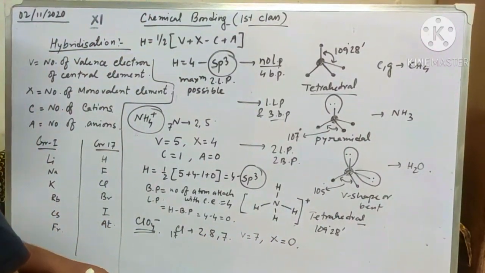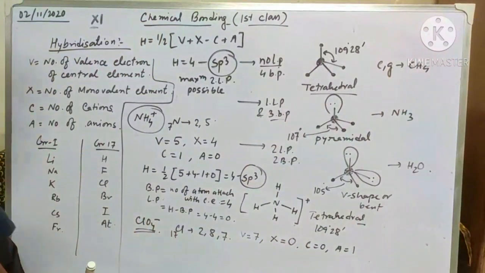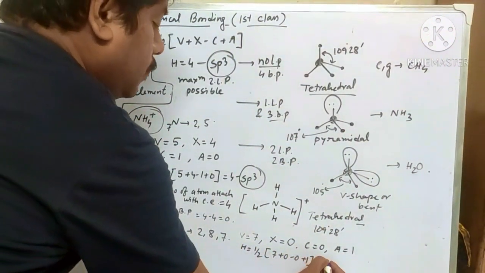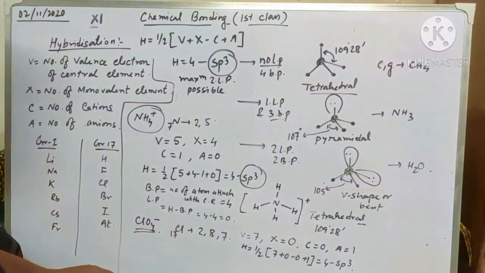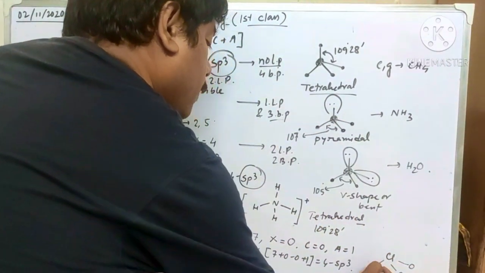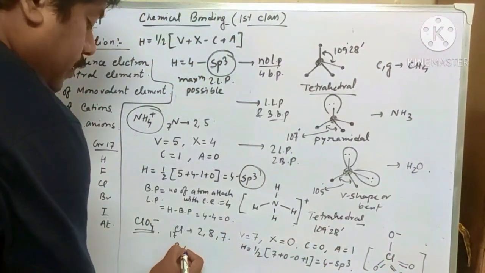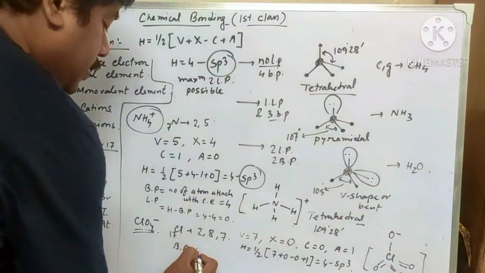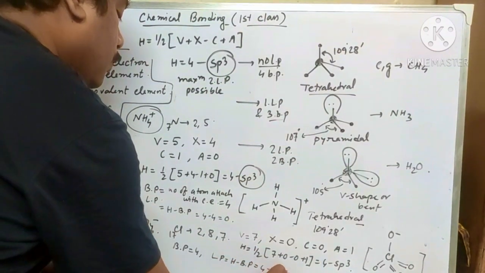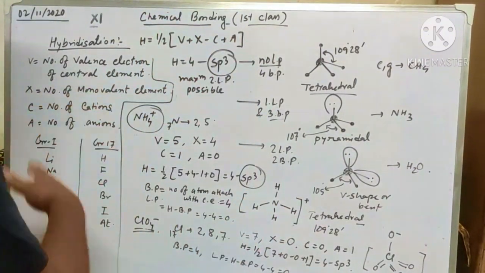We are only considering monovalent elements, and except for those the value should be 0. Here the cationic charge is 0 and the anionic charge is 1, because a negative charge is present on the system. So H equals half of 7 plus 0 minus 0 plus 1, which is 8 by 2, that is 4, meaning sp3. The hybridization is sp3. The structure is Cl attached with four oxygens. The bond pair value is 4, and the lone pair is H minus the bond pair, that is 4 minus 4 equals 0. So that is the structure of ClO4-, and the hybridization value 4 is explained in this way.